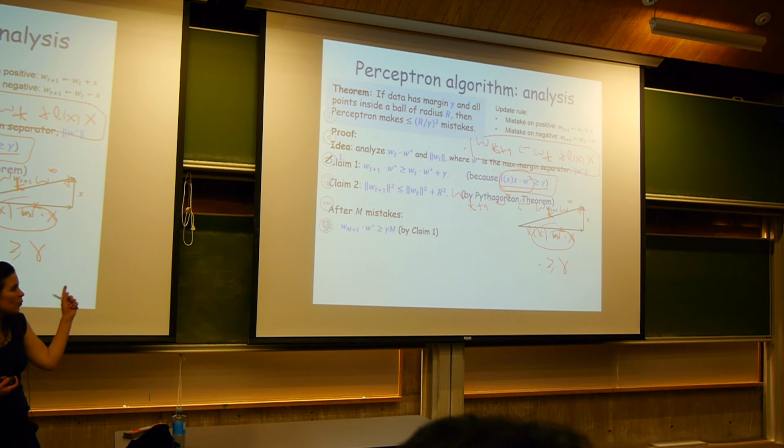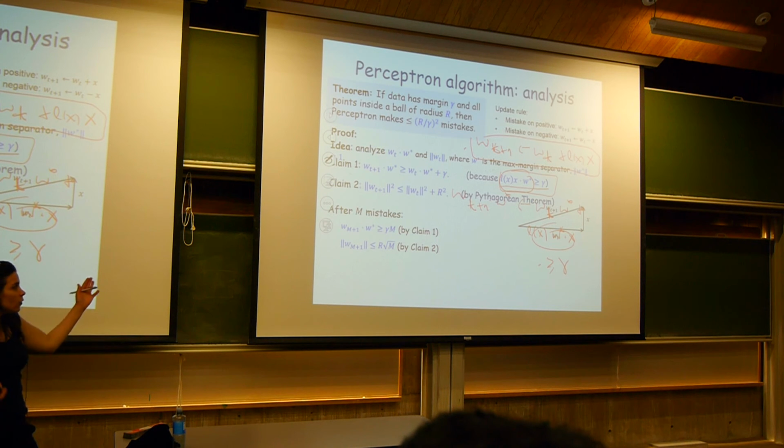After m mistakes, the dot product between W m plus 1 and W star is lower bounded by gamma times m, because every time I make a mistake, I add at least gamma to my dot product. That's by claim 1. Also, a consequence of the second claim is that after m mistakes the length of the current guess for the target, the length of W m plus 1, cannot be too large. It's only upper bounded by r times square root of m. That's a consequence of claim 2 and a little bit of manipulation.